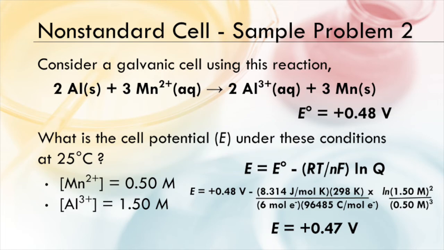If you're wondering where the 6 moles of electrons came from when I substituted in for n, let's take a look at the balanced equation. In the equation, I see that 2 aluminum atoms are losing 3 electrons each. That's a total of 6. Or, if I look at the 3 manganese-2 ions that are each gaining 2 electrons, that's a total of 6 as well. So 6 moles of electrons are transferred per mole of reaction. Neat!